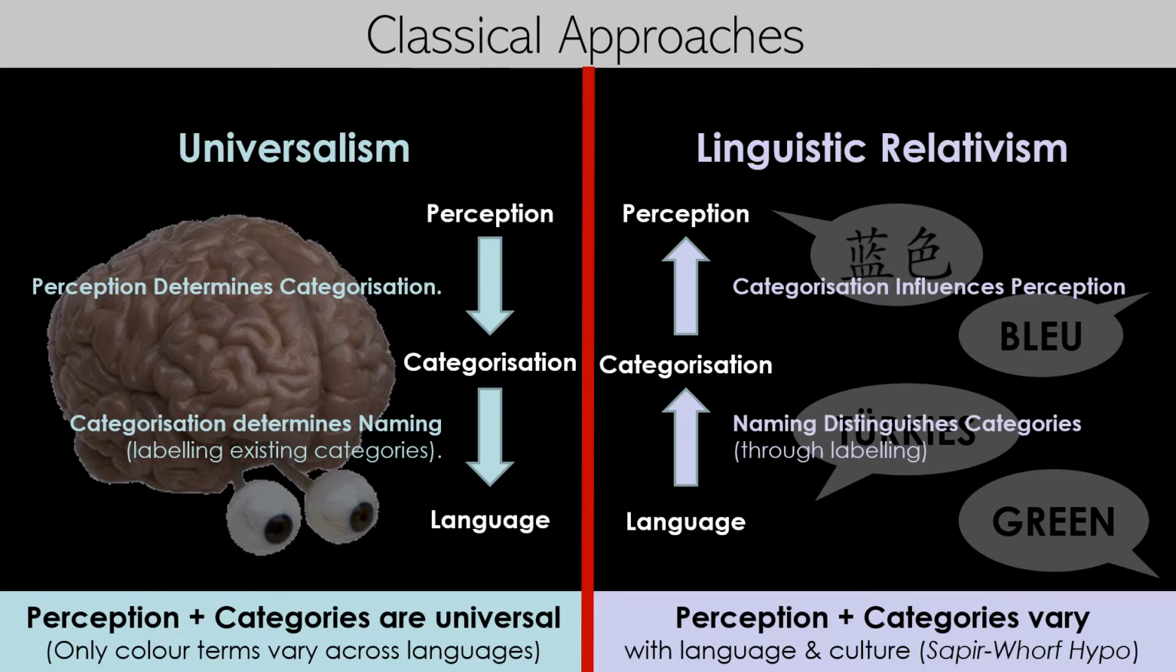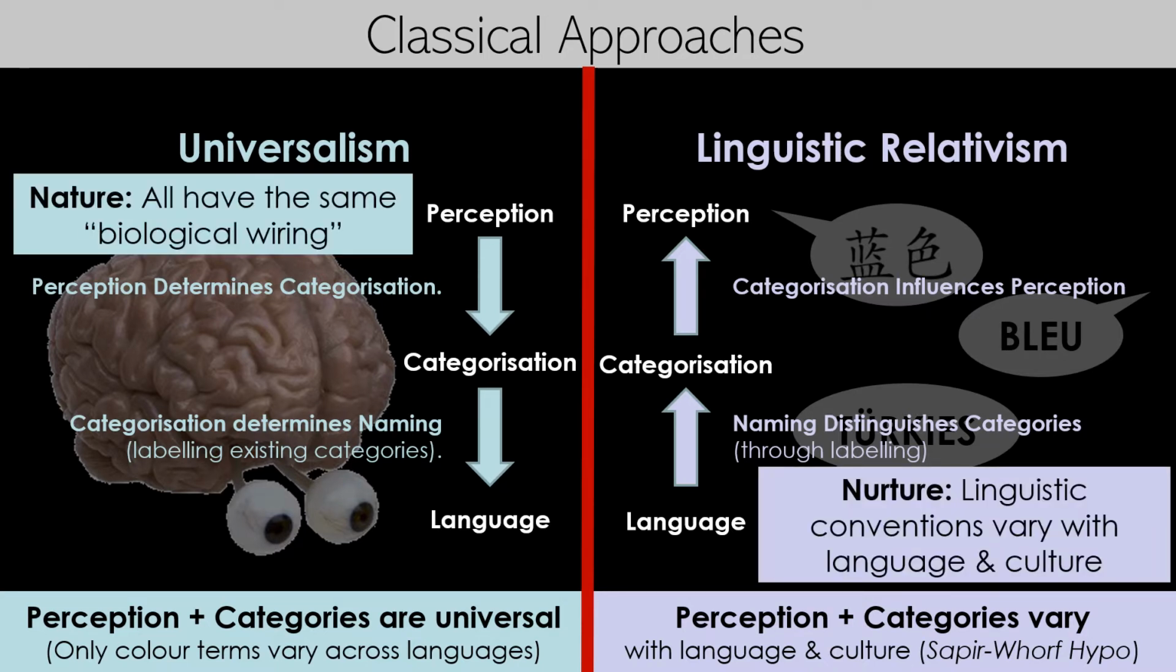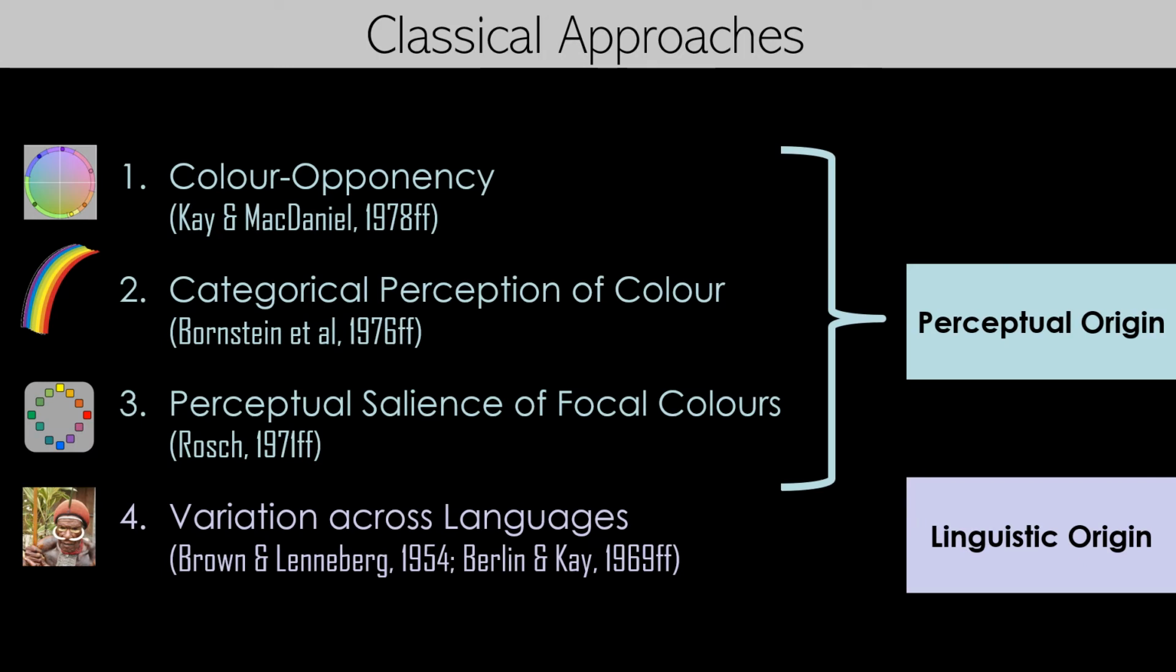In contrast, the relativist reasoning was that it is the labeling that distinguishes the different categories, and this language-based categorization may affect the way we perceive and understand the world around us. Since universalism assumes biologically inherited perceptual mechanisms, the perceptual determination of color categories implies that all human beings have the same categories, independent of languages. In contrast, relativists predicted variation of color categorization because linguistic conventions vary with language and culture. There were four major approaches to test these two competing hypotheses.